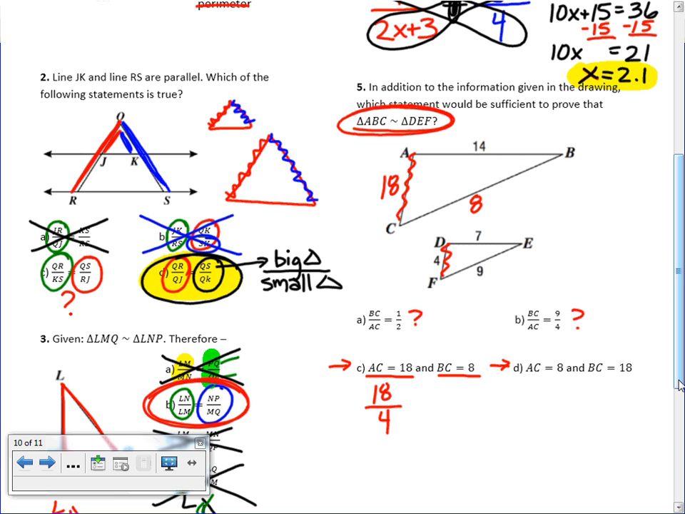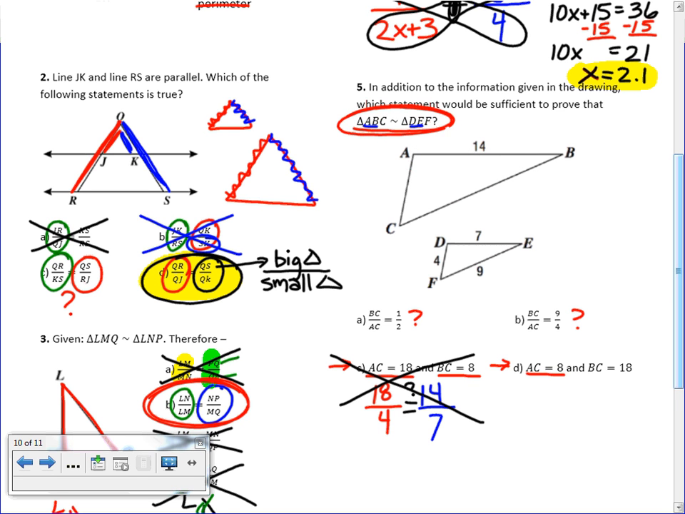And let's see, A to B would have to correspond with D to E. So that's 14 over 7. And if it's going to be similar, they have to reduce to the same ratio, which they do not. So C does not work. This makes my brain hurt. Okay. So let's go on to the other one and hope that that one works.